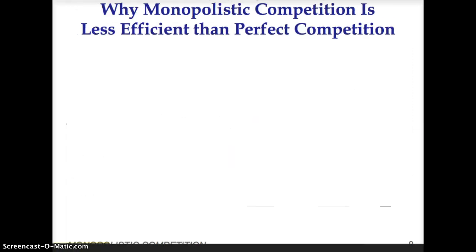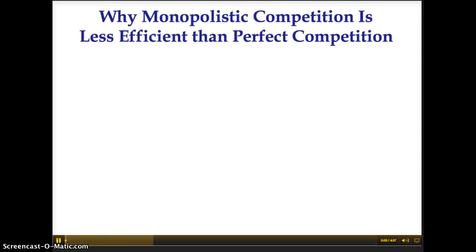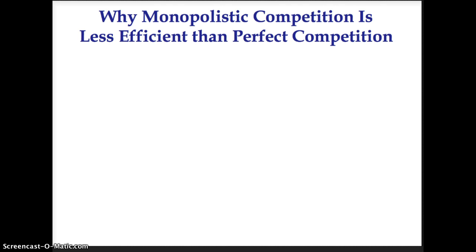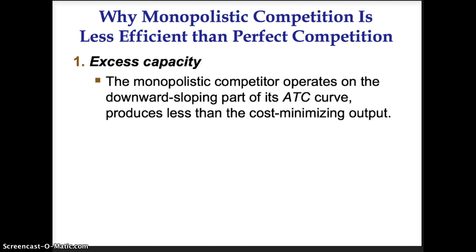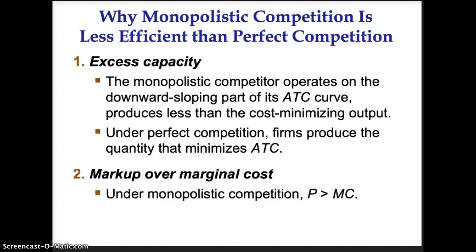Monopolistic competition is less efficient than perfect competition. Excess capacity. The monopolistic competitor operates on the downward sloping portion of its average total cost curve, producing less than the cost minimizing output. Under perfect competition, firms produce the quantity that minimizes average total cost. Markup over marginal cost. Under monopolistic competition, price is greater than marginal cost. Under perfect competition, price equals marginal cost.